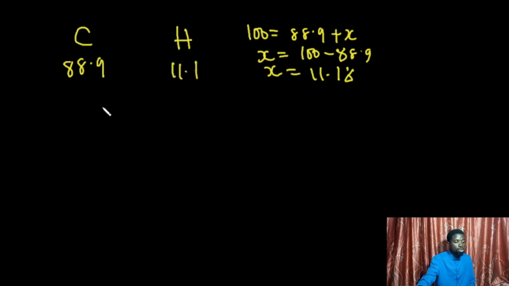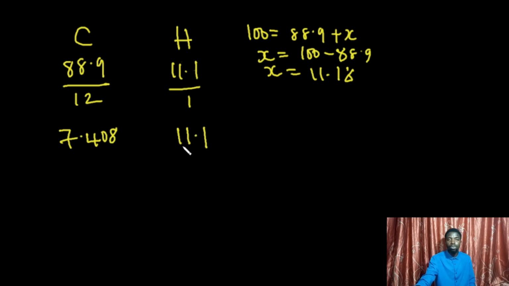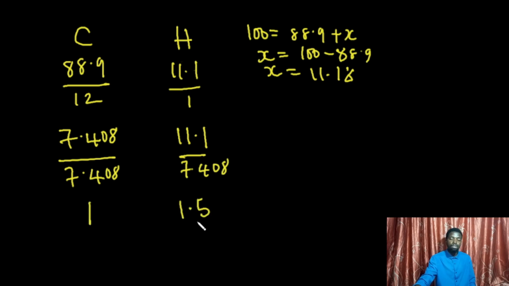So we go to the third rule, which is to divide each of the constituents by their atomic masses. So if we divide this by 12, we're going to have 7.408, and then here we're going to have 11.1. We're done with that. Okay, now after this, the next rule is to divide each of these values gotten from rule 3 by the smallest value. The smallest value is 7.4. 11.1 is bigger than 7.4, so we're dividing with 7.4. So if we divide by 7.408, when you divide this, you get 1. If you divide this, you get approximately 1.5.